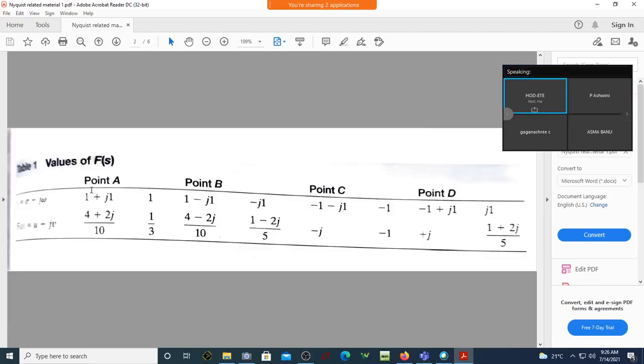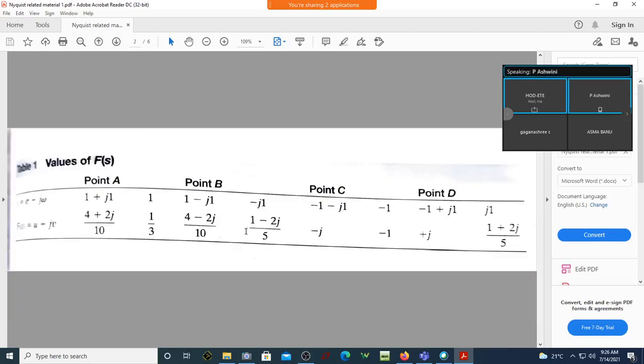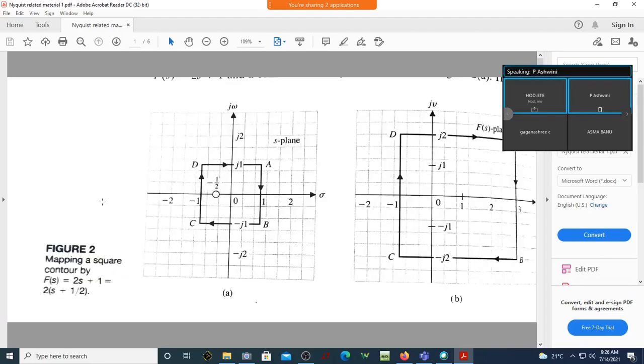Exactly that over here. Can you see here? Point A is this. This is an intermediate point, so this is 1. This is 1 minus j1. This is minus j1. This is minus 1 minus j1. This is minus 1. Okay, they have taken contours here. Is it not the points corresponding to this contour? Contour is nothing but a closed path. Is that fine?